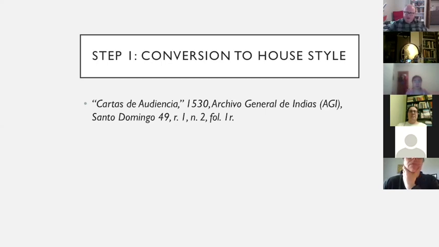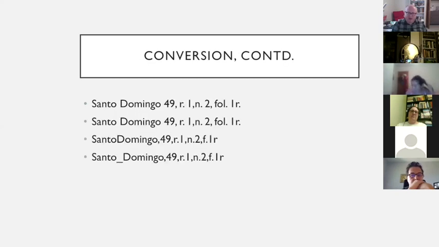And so what you have to do is go through the process of converting this citation into the way that PARES wants you to search, if that makes sense. And so I'll illustrate the process here. So first, we want to move to what I call in my PARES guide, the coordinates. So we know that the document that my friend was looking at is in the Santo Domingo 49 volume, Ramo 1, Numero 2, Folio 1R.